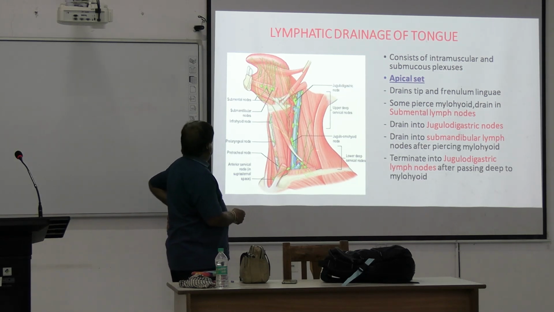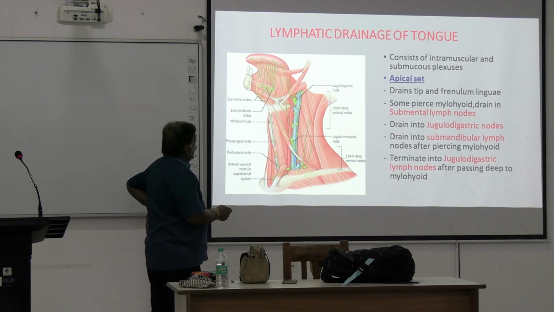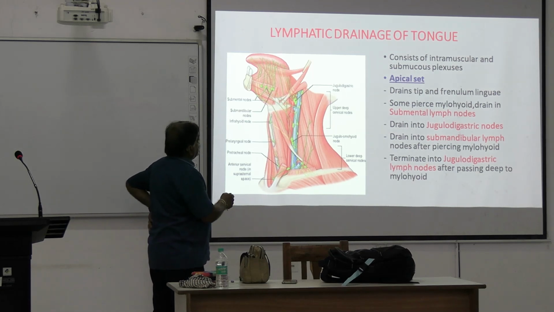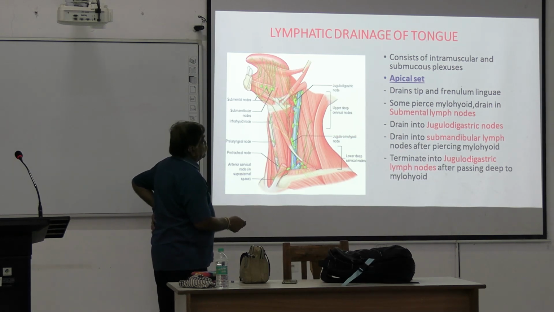This is the jugulo-digastric node. Some drain into the submandibular lymph nodes after piercing mylohyoid. This is the jugulo-omohyoid node, lower cervical nodes, and terminate into jugulo-digastric lymph nodes after passing deep to mylohyoid.